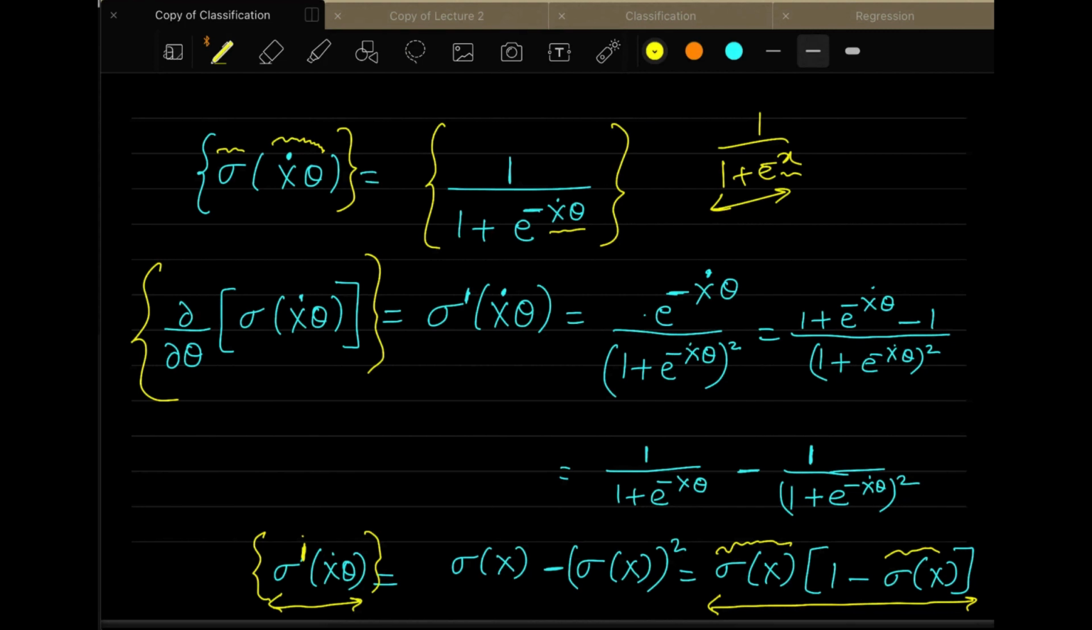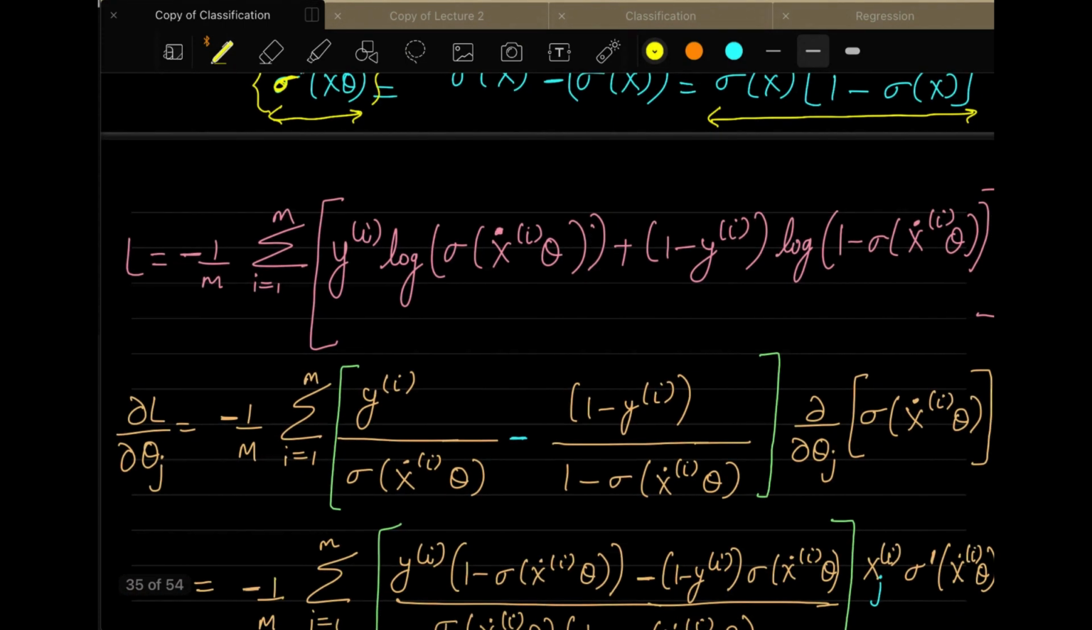What we are doing is writing sigma dash of x dot theta as sigma x into 1 minus sigma x. This is the thing you have to keep in mind: the derivative of sigma can be replaced by sigma into 1 minus sigma. You can check this yourself. Once you have this in your mind, we can start the derivative process for this particular loss function.